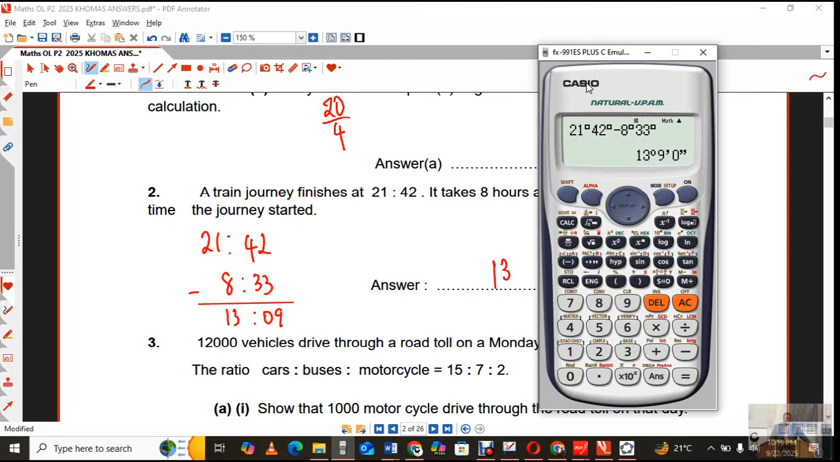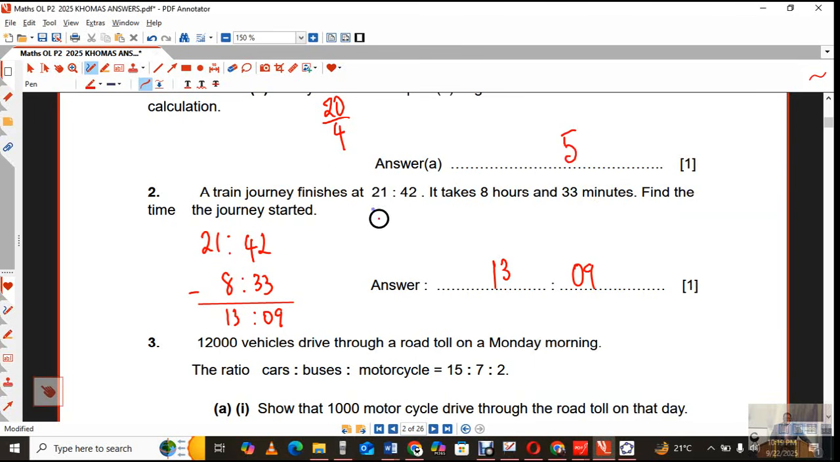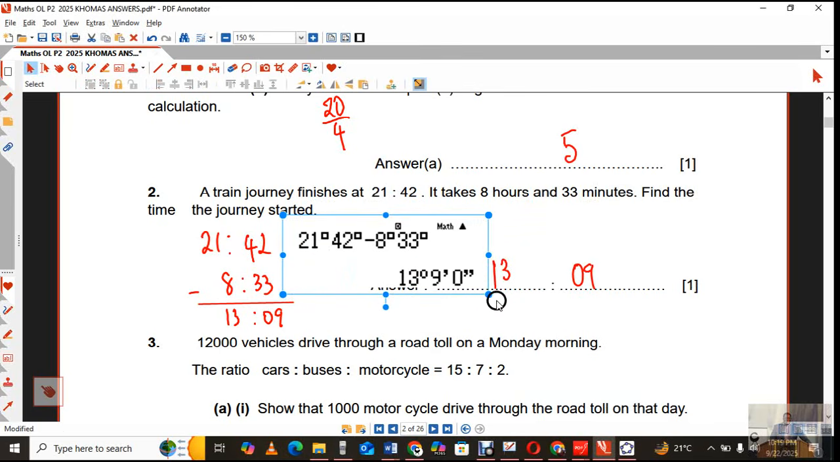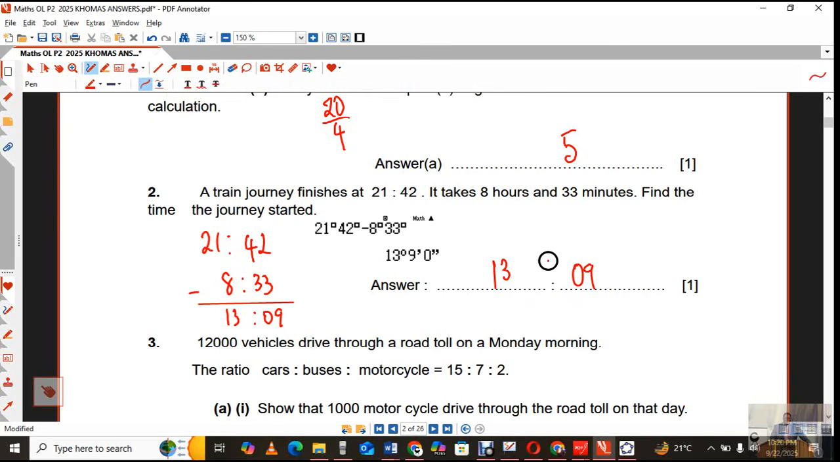So you will just then be taking this, and then obviously you're just going to write it in the correct way. So obviously we don't want this in the exam, but this is something that can be useful, because now you have to write the actual time, which is 13 hours and 9 minutes. So just take note of that. It's also one of the handy ways that you can do that.